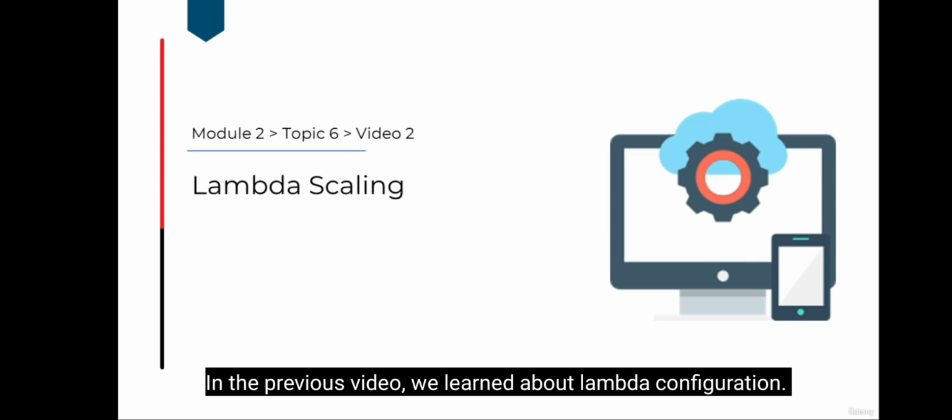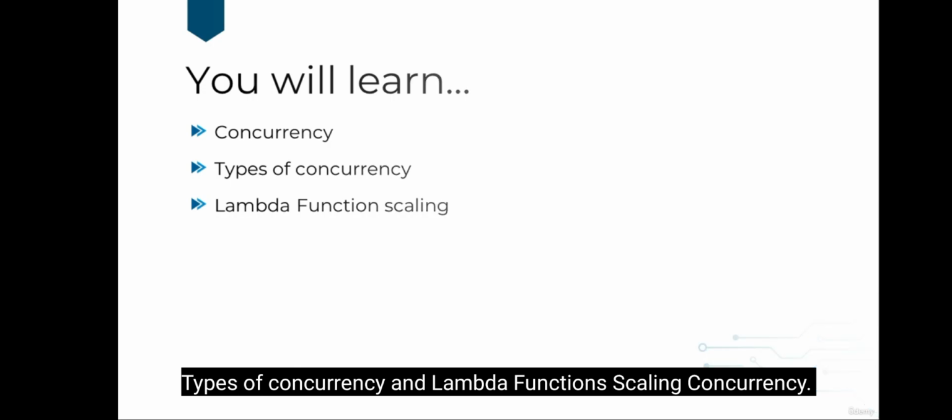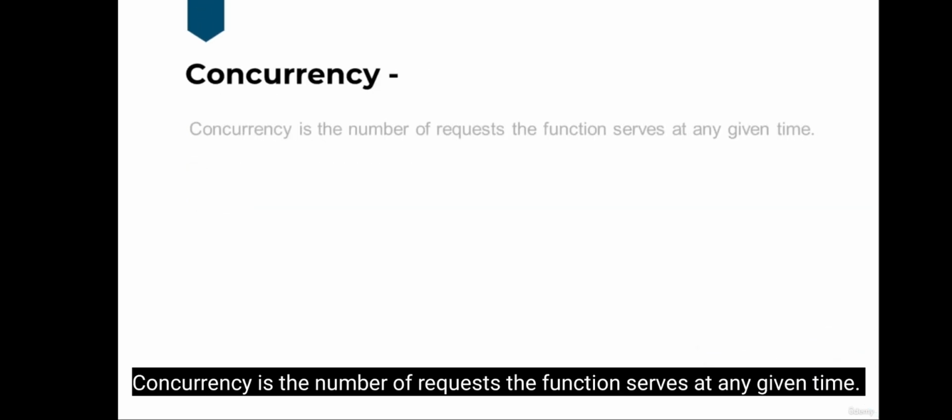In the previous video, we learned about Lambda configuration. In this video, we will learn about concurrency, types of concurrency and Lambda function scaling. Concurrency. Concurrency is the number of requests the function serves at any given time.